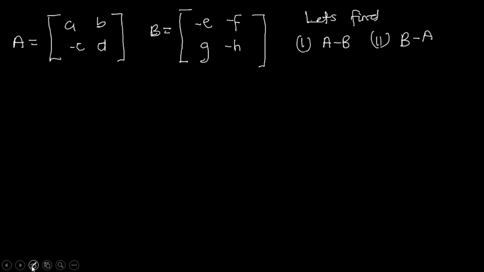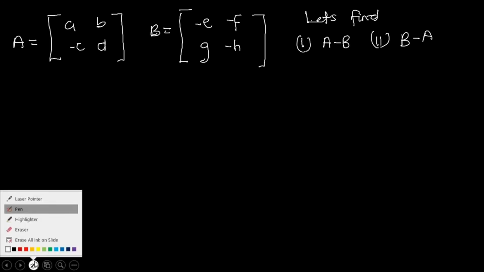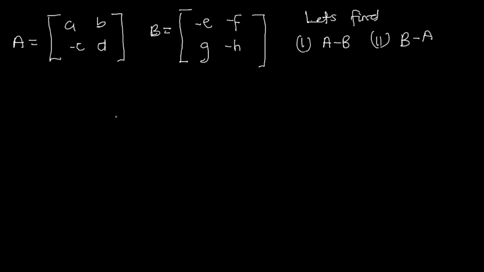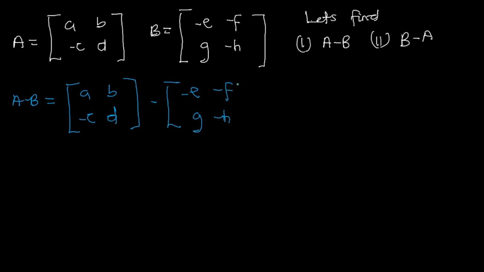So let's look at how to subtract matrices. Let's subtract the first one, so we have A minus B. It means we write our first matrix, which is A, B, negative C, and D, minus the second matrix, which is negative E, negative F, G, and then negative H. So if we subtract this, we have A here, then this minus, then into bracket the negative E we have over here.